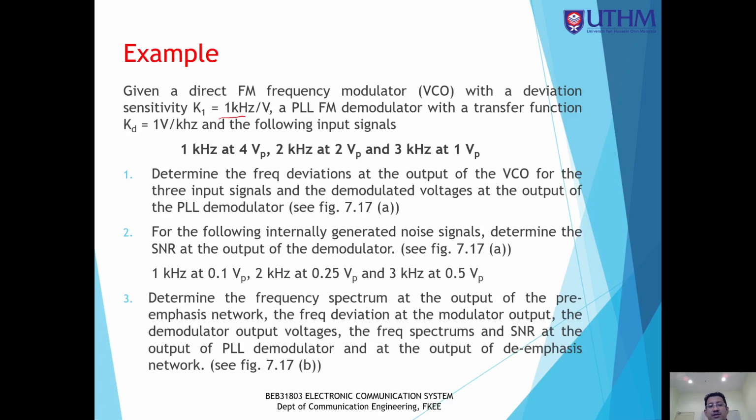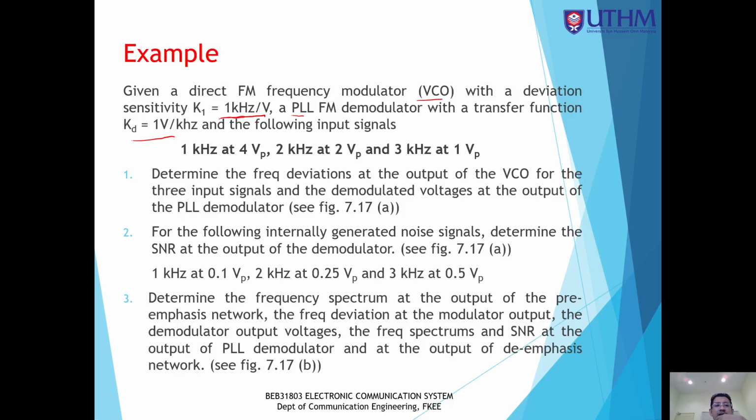At the transmitter side we have a VCO, and at the receiver side we have the PLL, phase lock loop demodulator. The VCO has a sensitivity parameter of 1 kilohertz per volt, while the PLL has a sensitivity parameter of 1 volt per kilohertz. So you see that the sensitivity parameters are different, volt per hertz and hertz per volt.